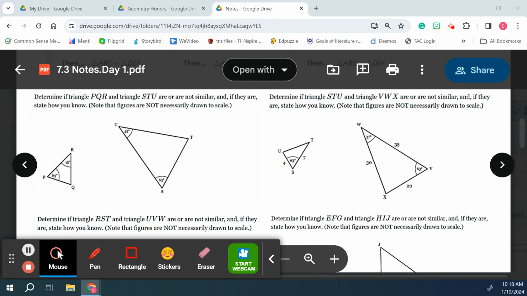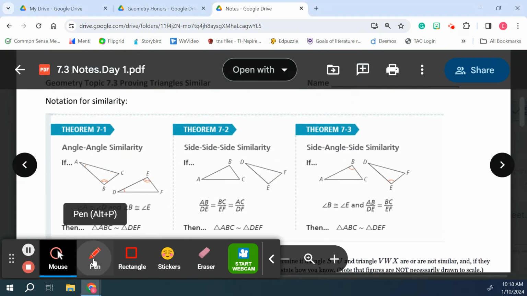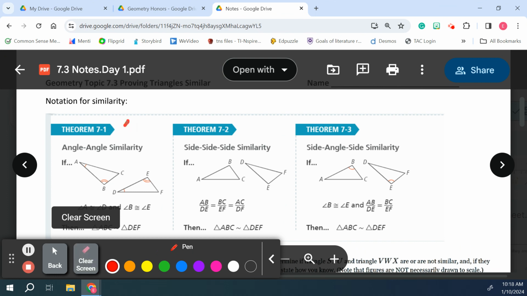Okay, the other way you can use this is with some abbreviations. You would put AA with a squiggly. This will be side-side-side with a squiggly. Do not just put SSS. You have to put the little squiggly sign to define, are you congruent or are you similar? And then same with this one, side-angle-side, and this will also be with the squiggle.